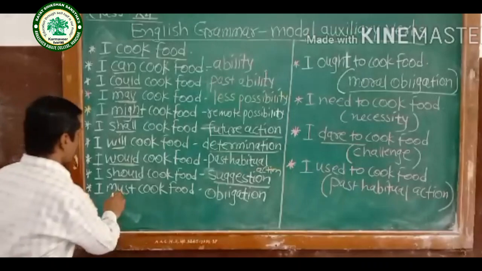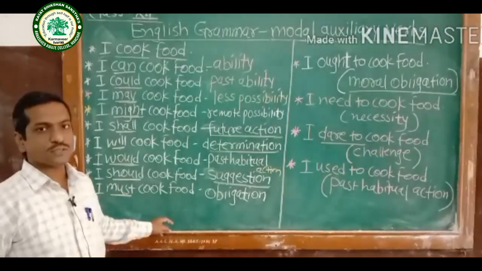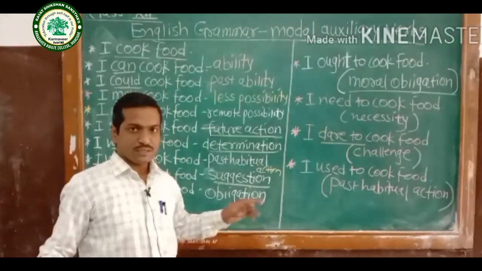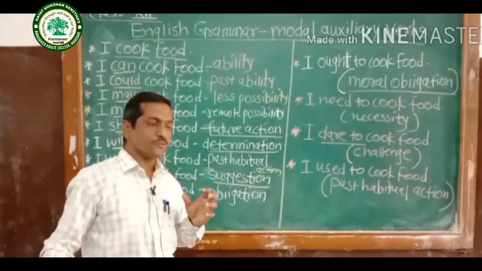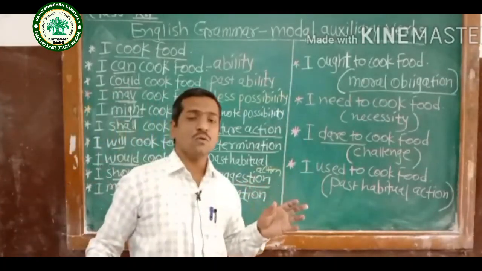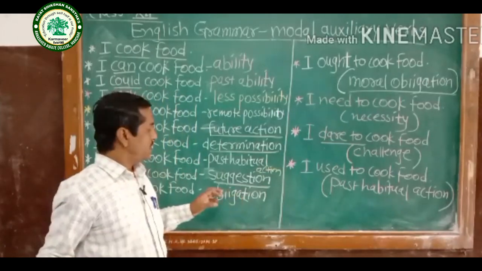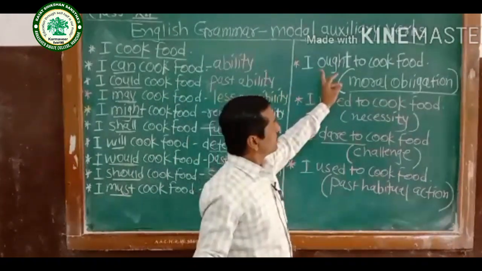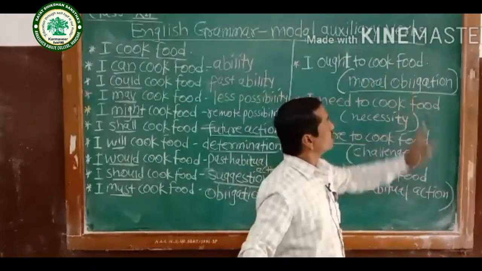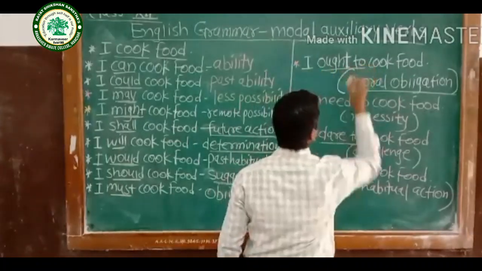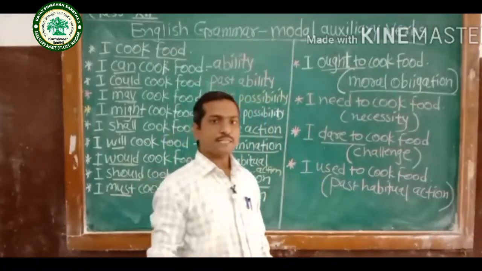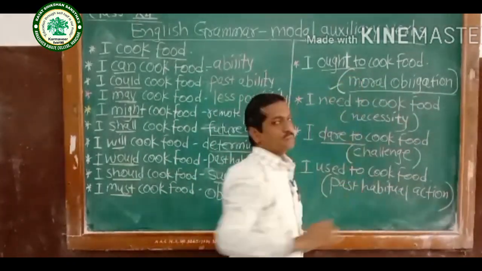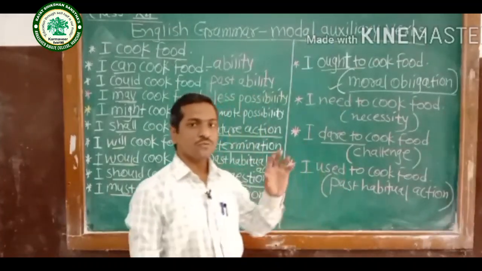Then I must cook food. Must, as we know, we use for compulsion. Here must expresses obligation. It is compulsory for me to cook food, because there is no one in my home and I must cook food. It is my obligation. Now if you see this sentence, I ought to cook food, you will find that ought to is the modal auxiliary verb and it expresses moral obligation. Moral obligation means it is my moral duty to cook food.